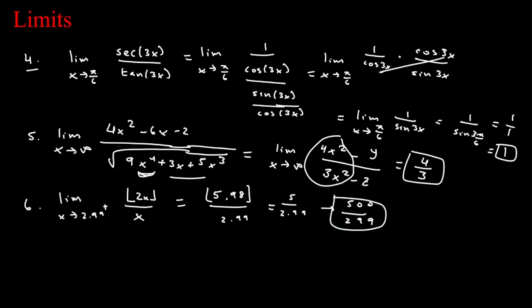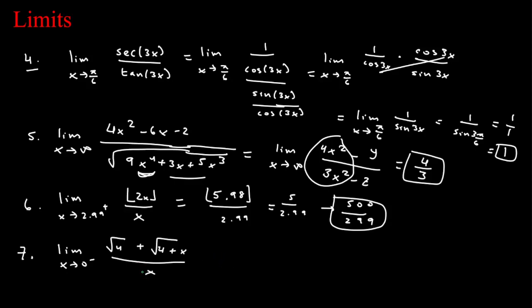Alright, number 7. Limit as x tends to 0 from the left-hand side of the square root of 4 plus the square root of 4 plus x, over x. We clearly see if we try to plug in 0, our denominator is going to give us 0, and that's going to lead to problems. So how do we go about this?